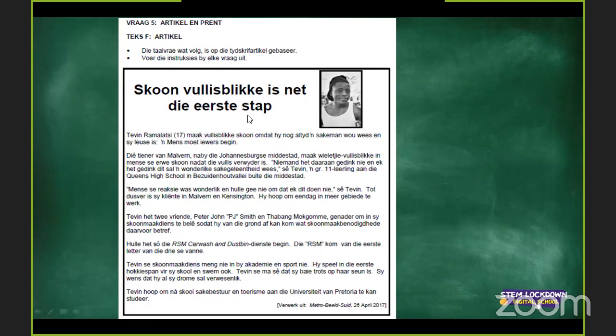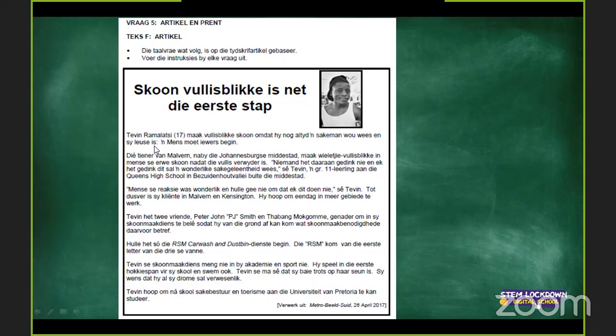And I would look at the picture, if they have given a picture, just to get an idea of what the article is about. So skoon, vullislike, clean, dusten, is net die eerste stap, is only the first step. Okay, so ons het hier, 7 Ramalaksi, 17, maak vullislike skoon, omdat hy nog altyd 'n sakeman wou wees, en sy lese is, 'n mens moet iewers begin.